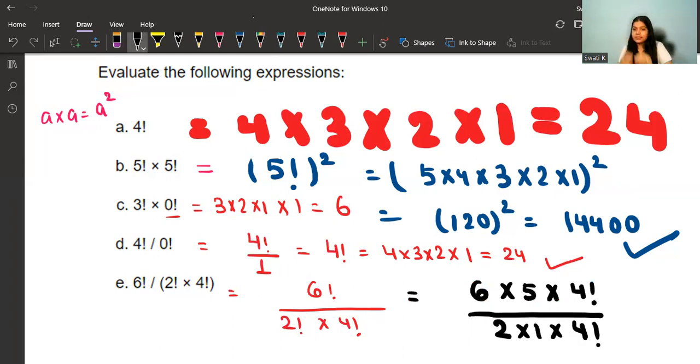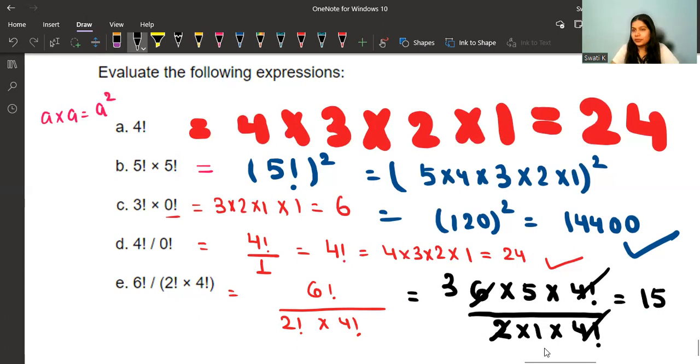Now I can cancel this and this. This is making our calculation a little easier. Now this is 2 times 3, 6, and 3 times 5 is 15. That's the answer. You can also check if you do it that way: 6 into 5 into 4 into 3 into 2 into 1 in the numerator and in the denominator 2 into 1, 4 into 3 into 2 into 1. You will get 15 only as the answer, but you have to do more of the calculation. That is why this one you can do.